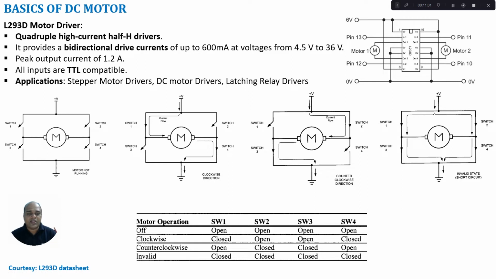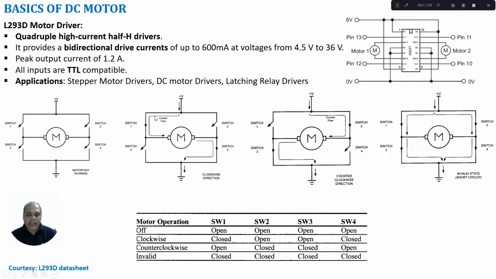Automatically the direction of rotation is going to change. So for example, here in the first case, I am going to close switch 1 and switch 4, and switch 2 and switch 3 are in open condition. In that case, what happens? The current from the supply goes towards switch 1 and enters into the motor, and it leaves the motor and passes through switch 4 and gets grounded here.